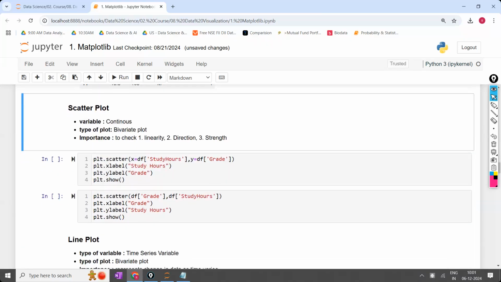Next one is called the scatter plot. It is a bivariate plot. It is not univariate. For continuous variables, univariate plots are two: one is the histogram, second one is the box plot. Now next one is bivariate. For continuous variables, bivariate. What is meant by bivariate? At a time you have to take two variables. By taking the two variables only you can make the plots.